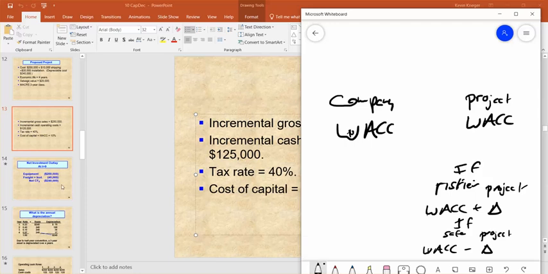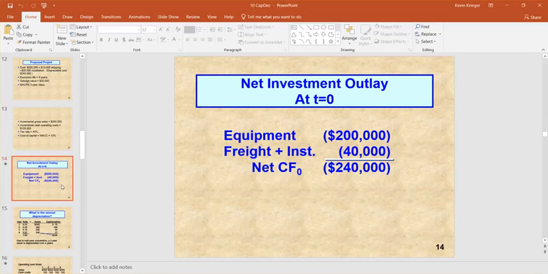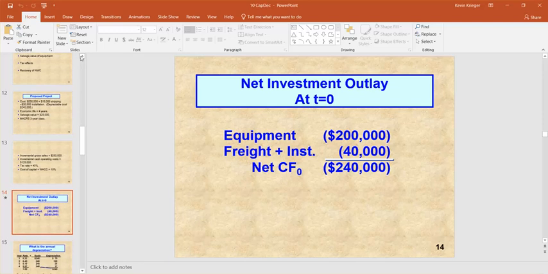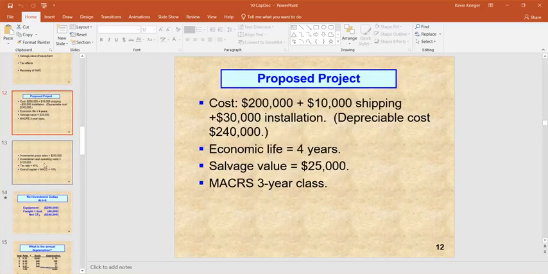All right. Here's the pretty easy example. They say, here's your initial outlay: $200,000 of equipment and $40,000 of cost, in this little example. By the way, I don't think we had any information about any change in net working capital in this one.